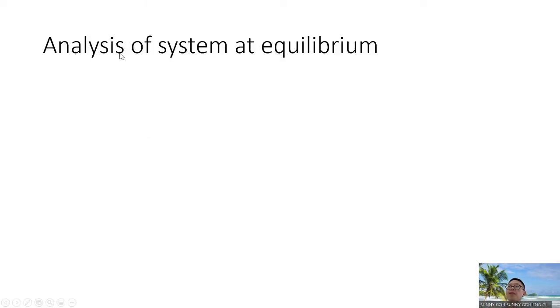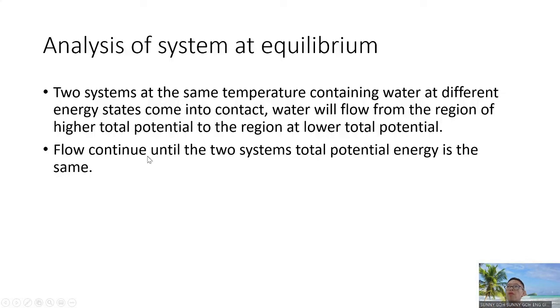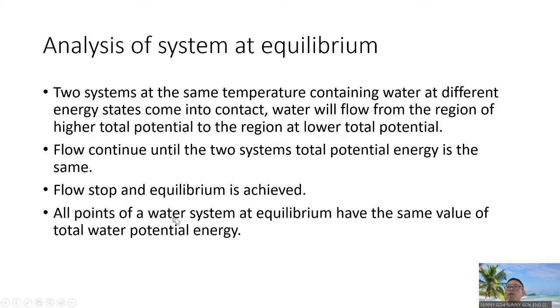Alright, now we'll talk about the analysis of system at equilibrium. Two systems at the same temperature containing water at different energy states come into contact. Water will flow from the region of higher total potential to the region of lower total potential. Flow continues until the two systems' total potential energy is the same. Flow stops, equilibrium is achieved. All points of a water system at equilibrium have the same value of total water potential energy.